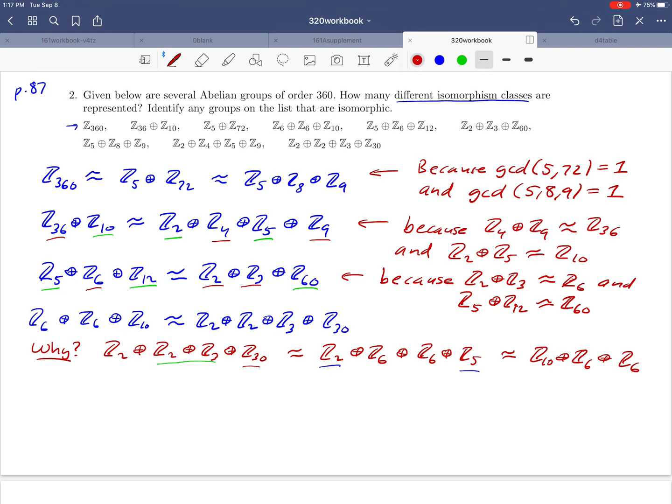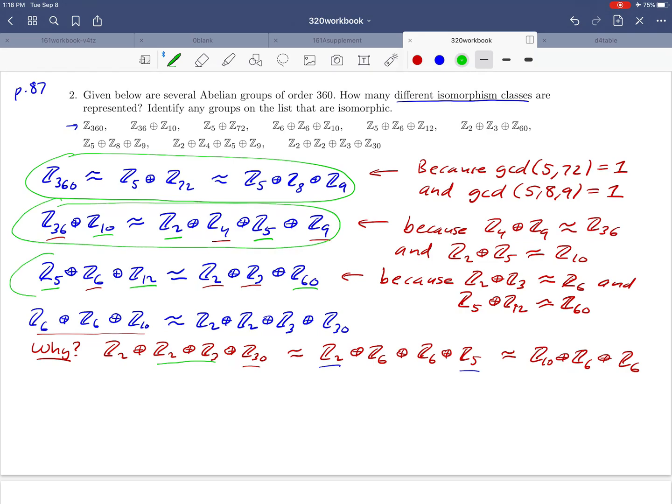And that's isomorphic to what we have over here on the left-hand side. Remember, again, the order doesn't matter here. It's just the number of pieces and the size of the pieces. So my claim is there are 4 different isomorphism classes. I'm just going to circle them one by one.